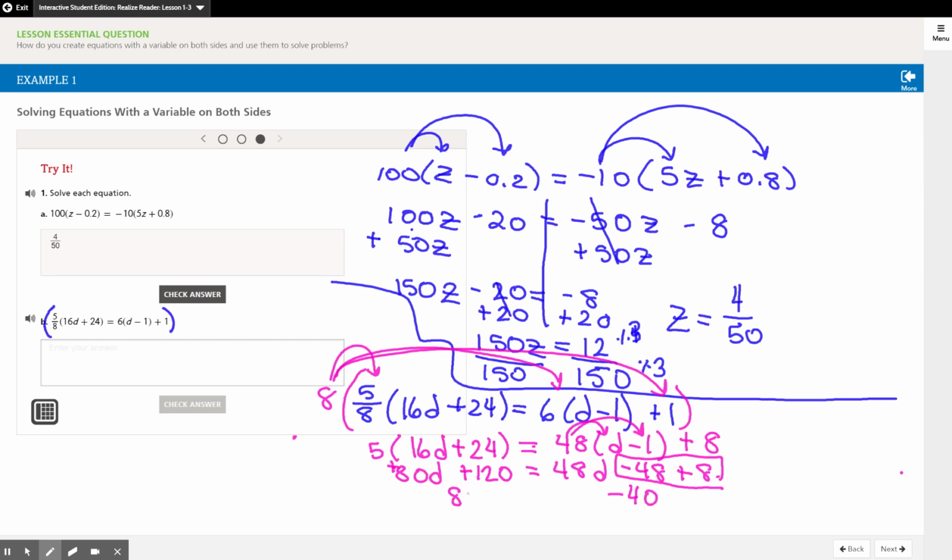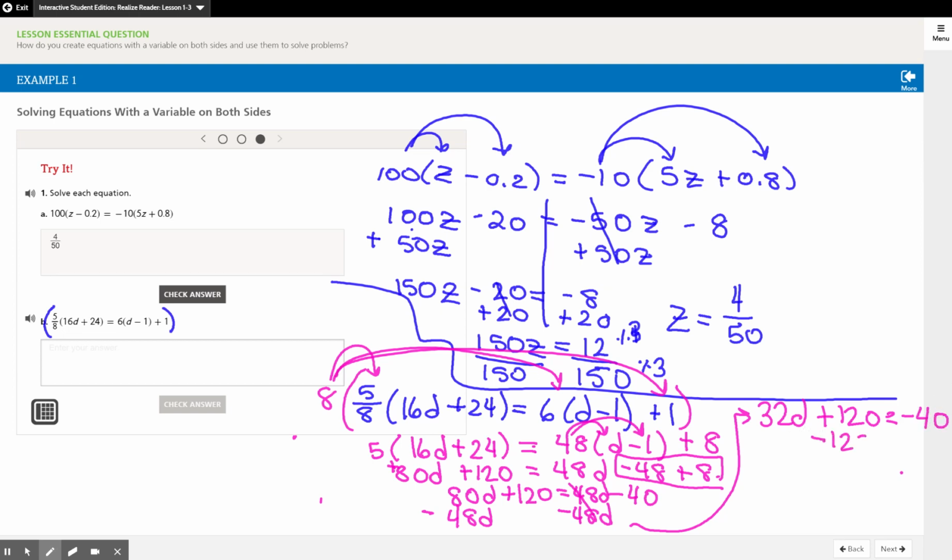Now the most important thing to do is make sure that you are keeping organized and that you are rewriting everything you did not use. Now, like I've said before, I'm going to minus 48d on both sides. And the only reason why I'm doing that is because I want the variables all on the left. So I like to do that first. You may have a different preference, and that's fine, as long as your work makes sense. I ran out of room, so I'm going to write it up here. So 32d plus 120 equals negative 40. So then I'm going to minus 20 on both sides.